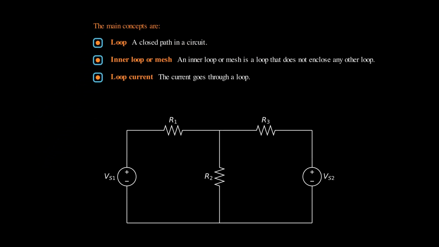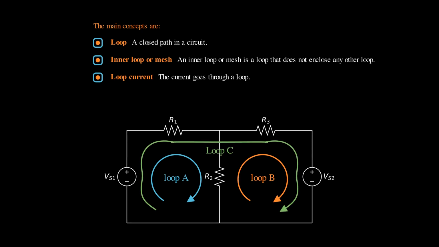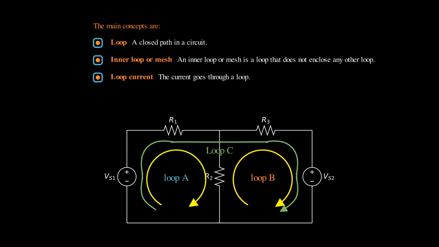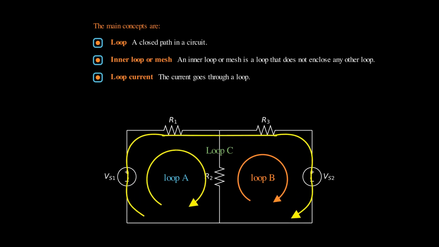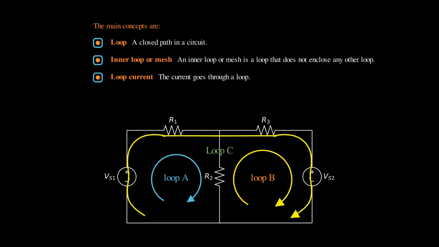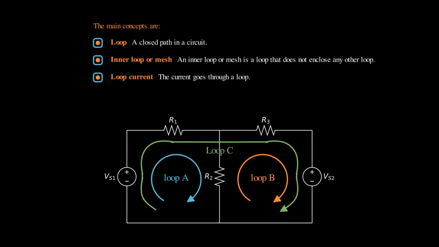For example, in the following circuit, there are 3 loops. Loop A on the left. Loop B on the right. Loop C is the outer loop. However, for this circuit, there are only 2 independent loops. In fact, for all planar circuits, the inner loops are independent.